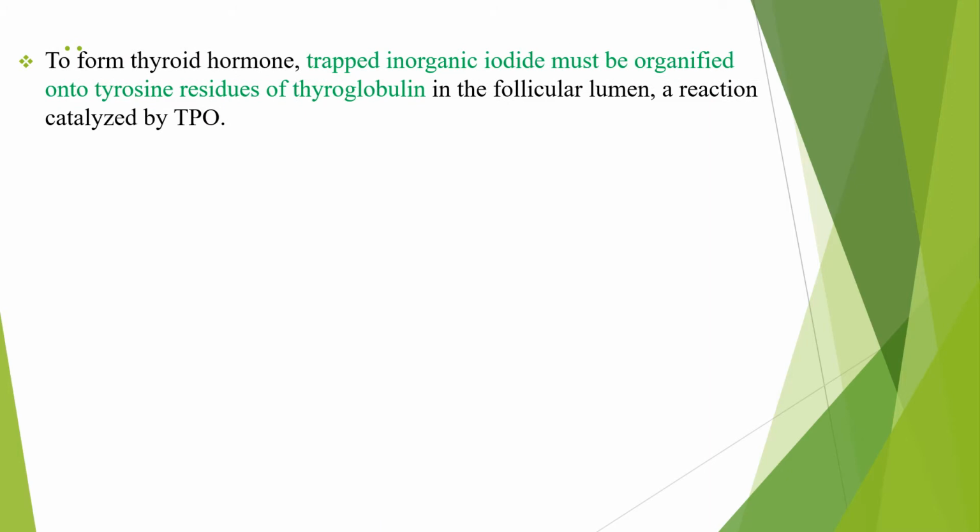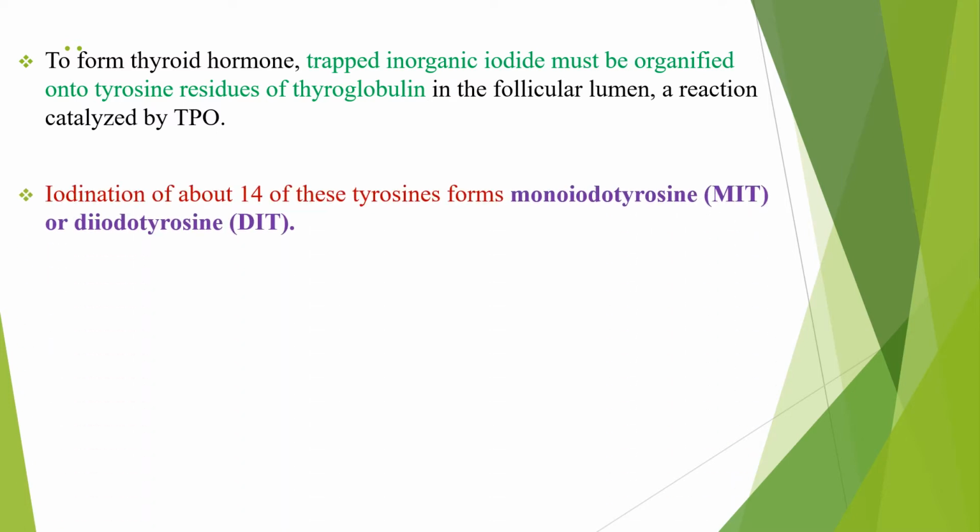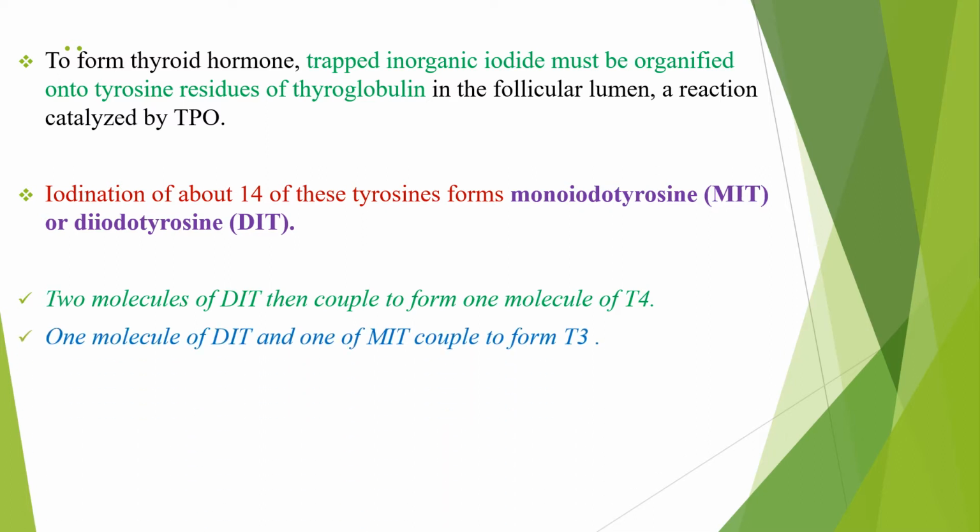To form thyroid hormone, trapped inorganic iodide must be organified onto tyrosine residues of thyroglobulin in the follicular lumen, a reaction catalyzed by thyroid peroxidase. Iodination of about 40 of these tyrosines forms monoiodotyrosine or diiodotyrosine. Two molecules of diiodotyrosine then couple to form one molecule of T4, and one molecule of diiodotyrosine and one of monoiodotyrosine form T3.